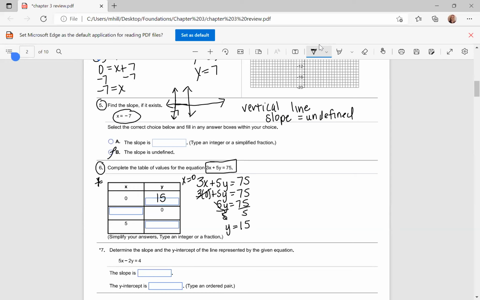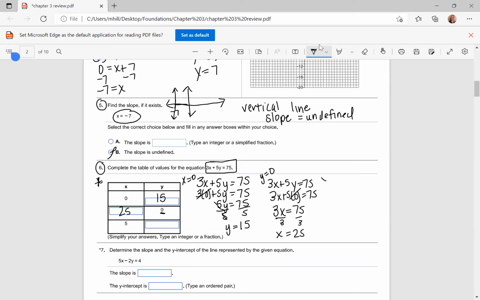Okay, on the next one, they're telling me that y equals 0. Right here, they're saying y equals 0. So in 3x plus 5 times y equals 75, instead of y this time, I'm plugging in 0. And that's going to cancel out, and I'm going to get 3x is equal to 75. Divide both sides by 3, and so x equals 25. We're getting 25 for this.